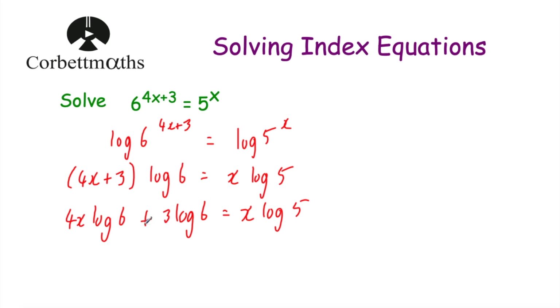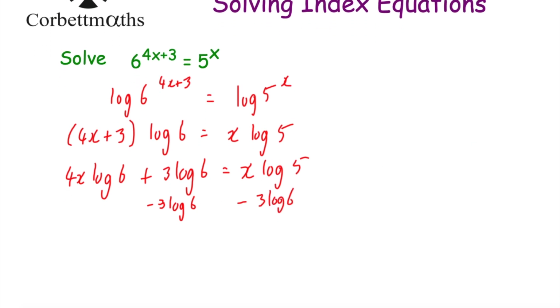Now at this point, we've got an equation with letters on both sides. Let's bring all the letters to one side. So we want to bring all the x's to one side and anything without letters to the other side. So what I'm going to do is get rid of this number from the left-hand side. So I'm going to take away 3 log 6 from both sides. I'm just writing it down here, what we're doing, so you know clearly what I'm doing.